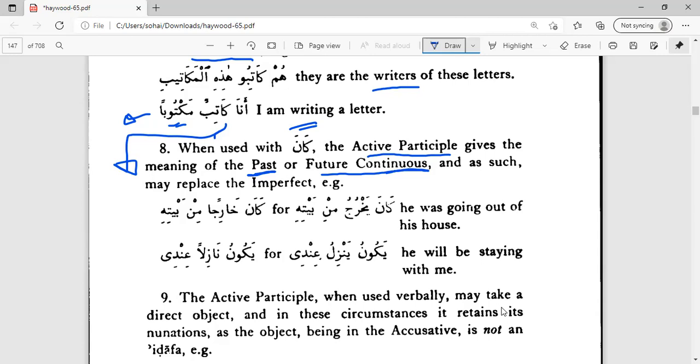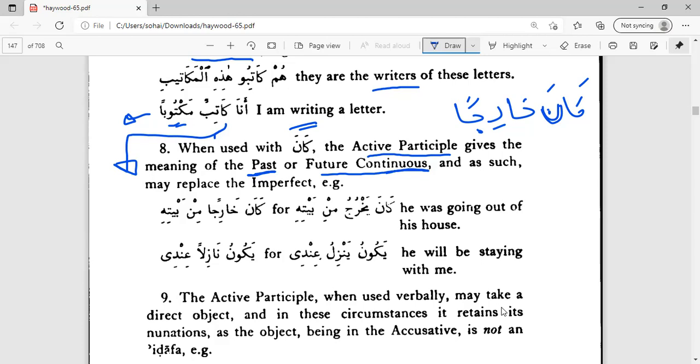So for example, kana kharijan. Kharijun means out. So if you say kana kharijan, it could mean he was out, or it can mean he was going out. When you say he was going out, we're talking about the past, he was, but we're talking he was going out. So in the past, when you saw him, he was doing the action. So it's called past continuous.